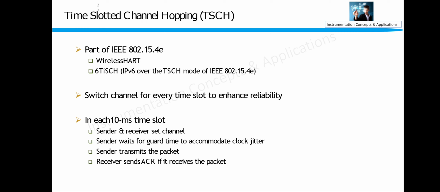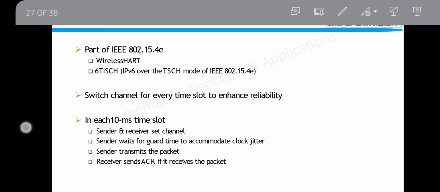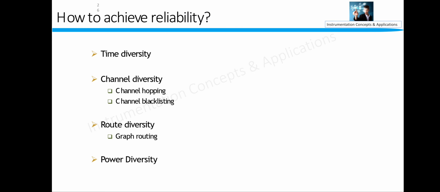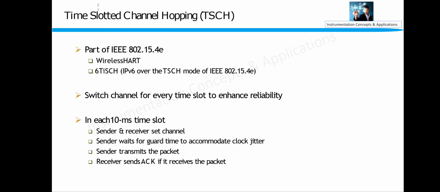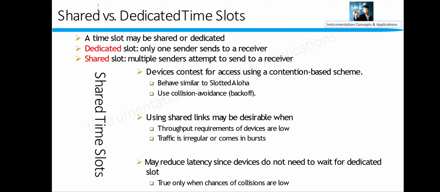So what is time slotted channel hopping? Earlier, we checked that channel hopping is one of the channel diversity applications. This is the part of IEEE 802.15.4e, and it switches channel for every time slot to enhance reliability. This is the main objective of time slotted channel hopping. So we can see there are two types of shared and dedicated time slots. In the wireless HART technology, we are using shared time slot.